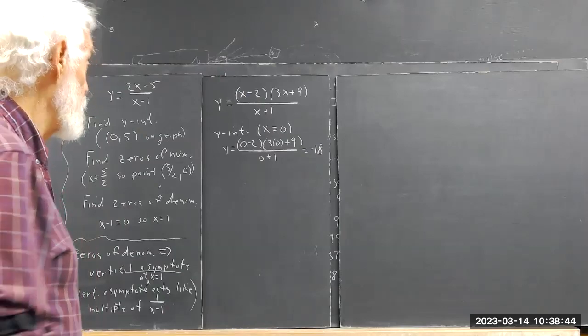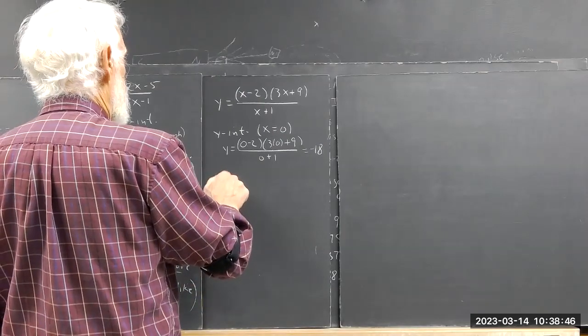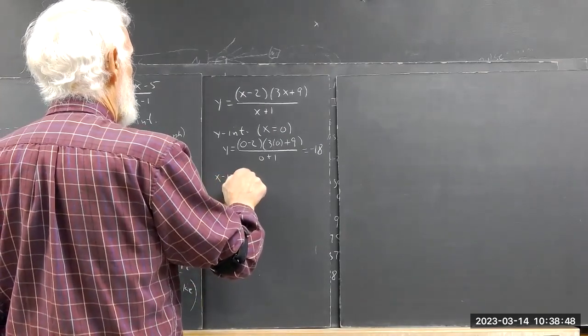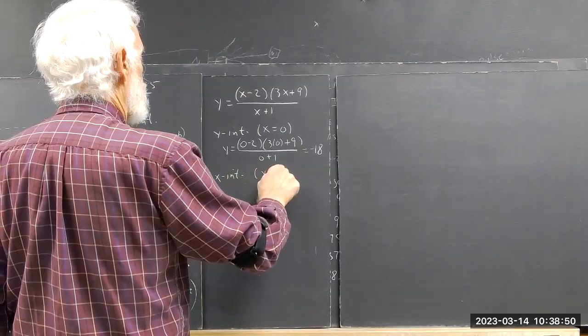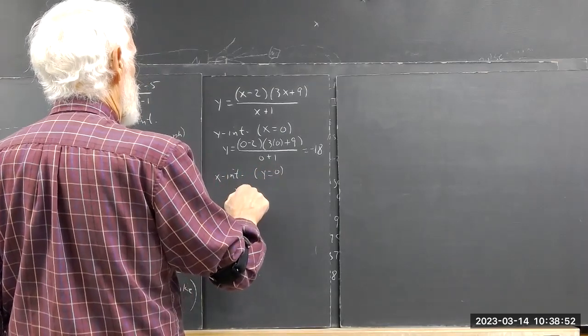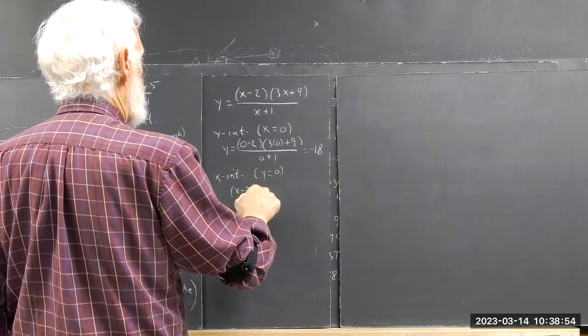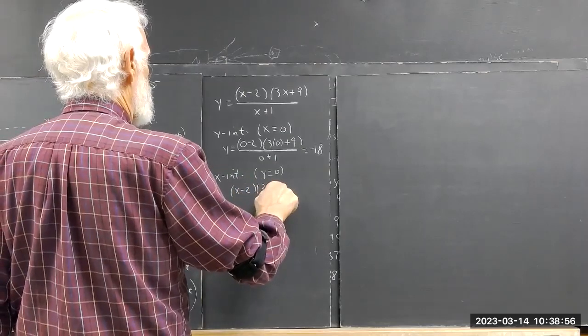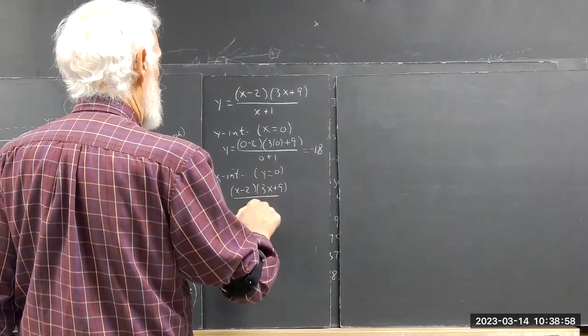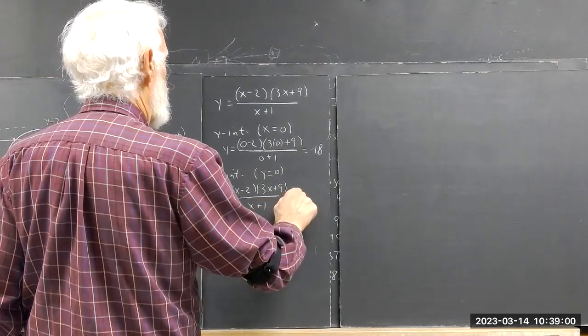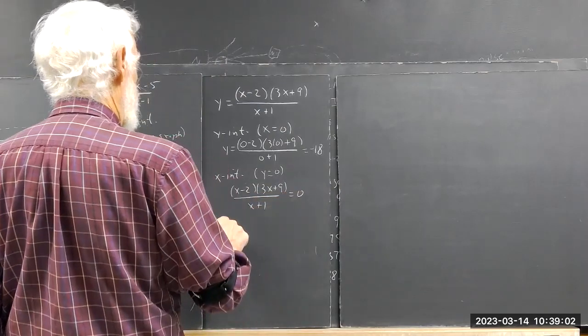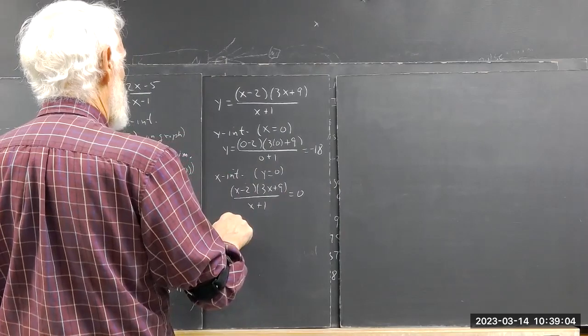There's the y-intercept. The x-intercept occurs when y equals 0. So you get (x minus 2) times (3x plus 9) over (x plus 1) equals 0. Multiply by x plus 1.